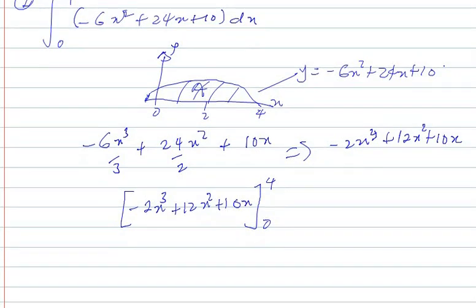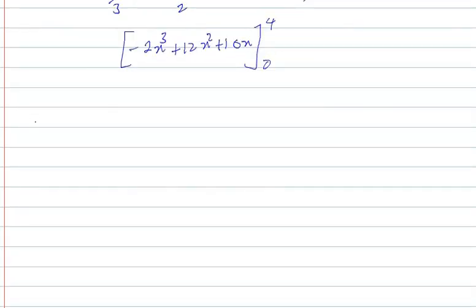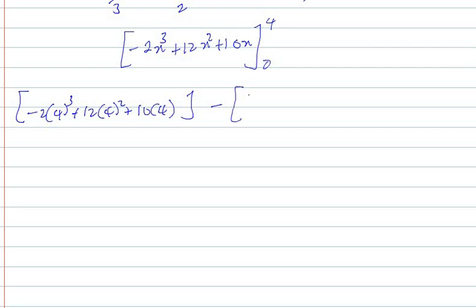Then we can say upper limit minus lower limit, then we have minus 2 times 4 to the power 3 plus 12 times 4 squared plus 10 times 4. Then for the lower limit we have x equal to 0. By substituting x equal to 0, everything becomes 0. So 0 times 10, 0 squared times 12, all are 0.